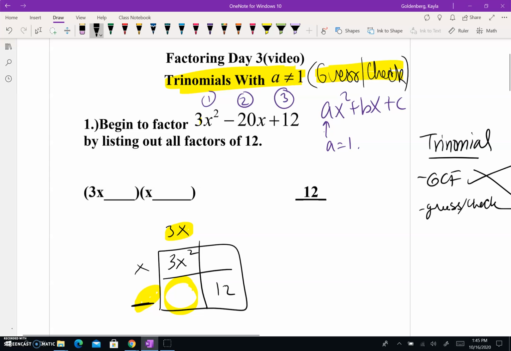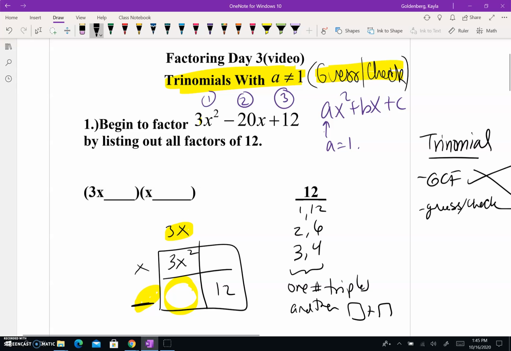So the big idea is that I'm going to think about factors of 12. I'm just listing them out. But I have to keep in mind that one of my numbers is going to be tripled. And then you ask yourself if it multiplies to be 12 and adds to be negative 20. So we're looking for one where one number triples, and then you have it where they add to be negative 20. Okay, so I'm looking for numbers that I could triple.